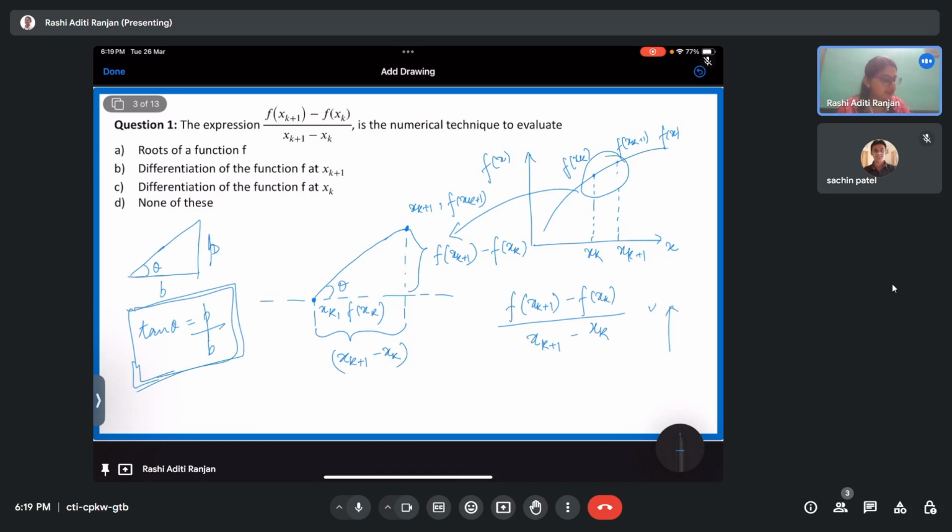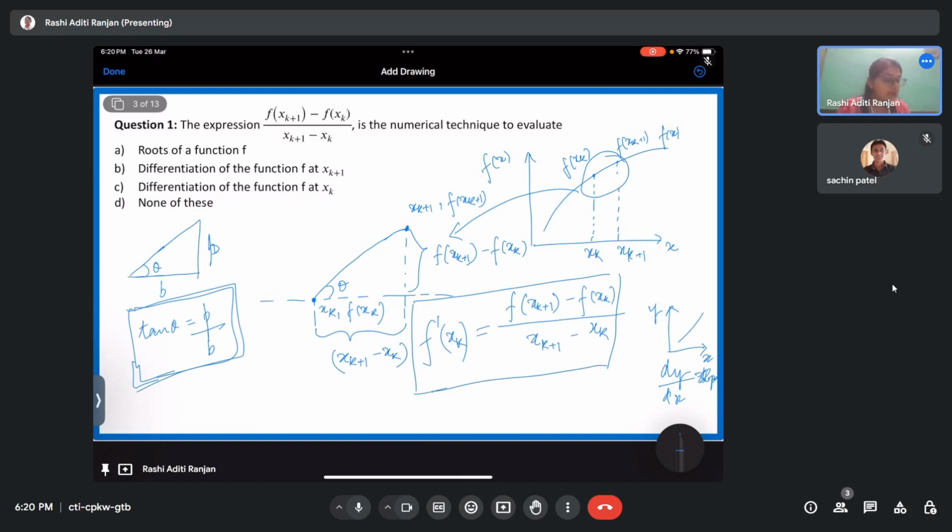If I have something like this, y and x, when I compute dy by dx, it is essentially the slope of the function y with respect to x. And that is what we are computing over here. So what are we getting? It is actually f dash of xk. And this gives me the formula for the numerical differentiation of a function f at a point xk. I hope that I'm able to make you understand what I'm trying to say.